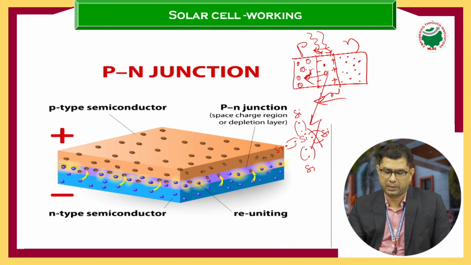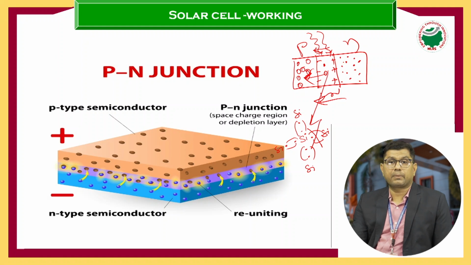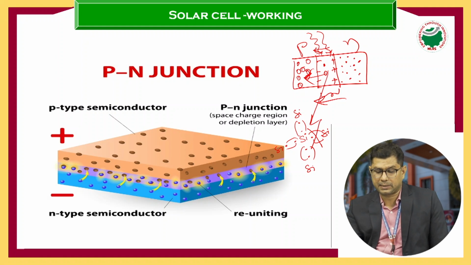Because of this drifting, more charge carriers accumulate on the N side and P side. On the P side, more holes are accumulated. On the N side, more electrons are accumulated.